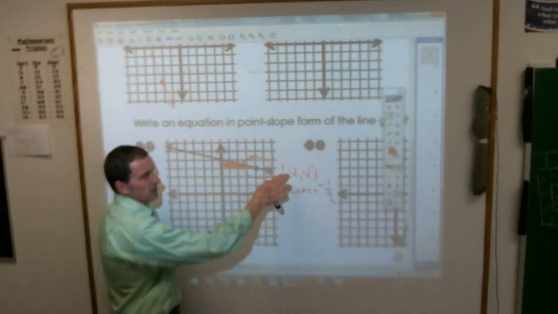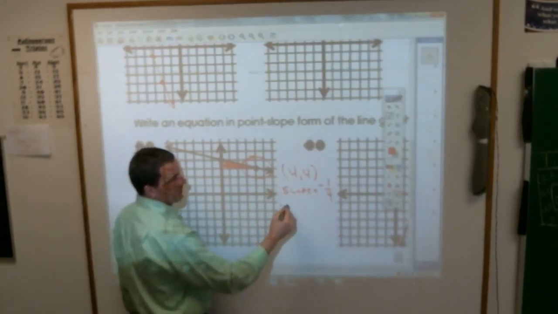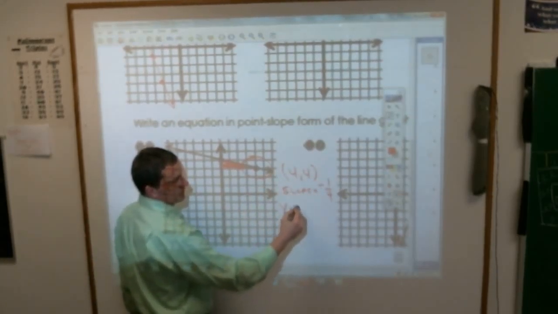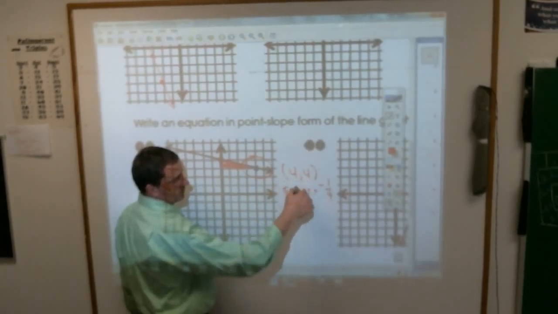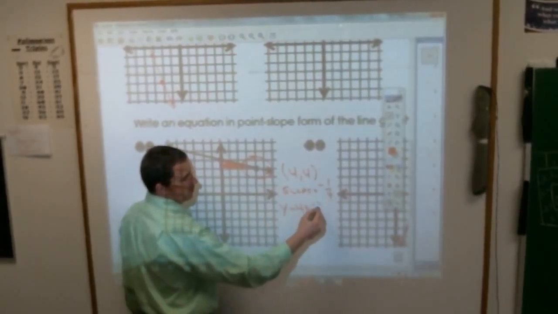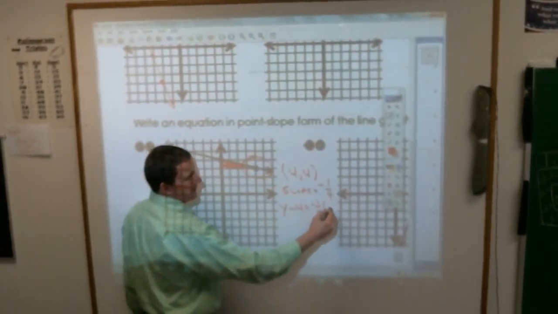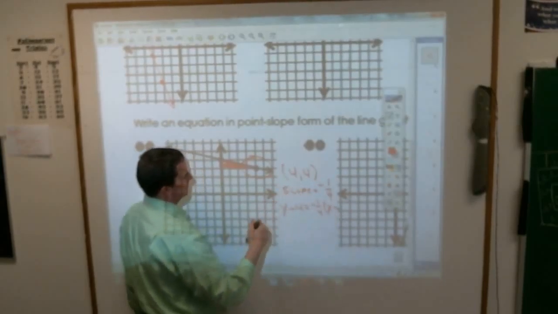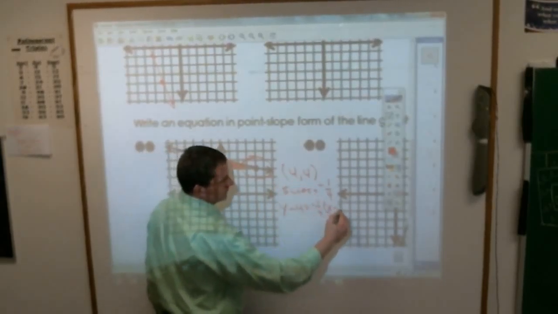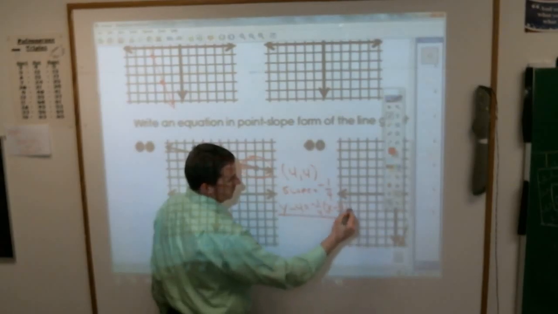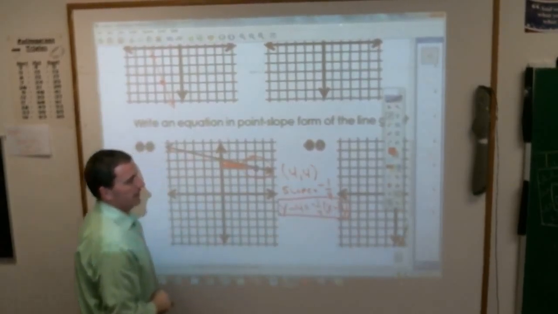And then you just need to plug this into the formula. Y minus 4, because that's my y point, equals the slope times x minus 4. This is the equation they are looking for based on that line.